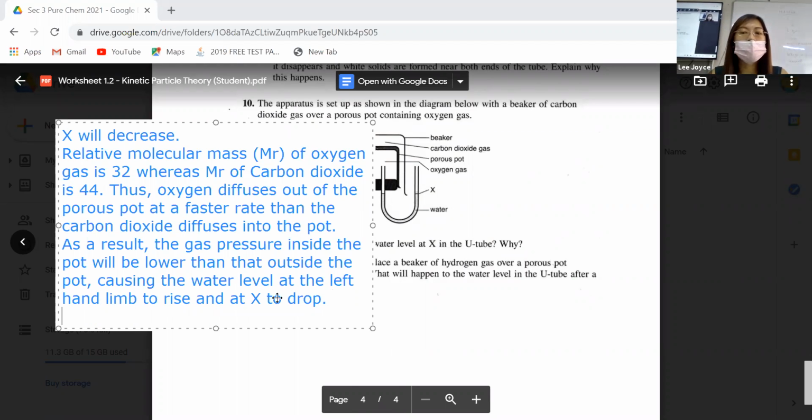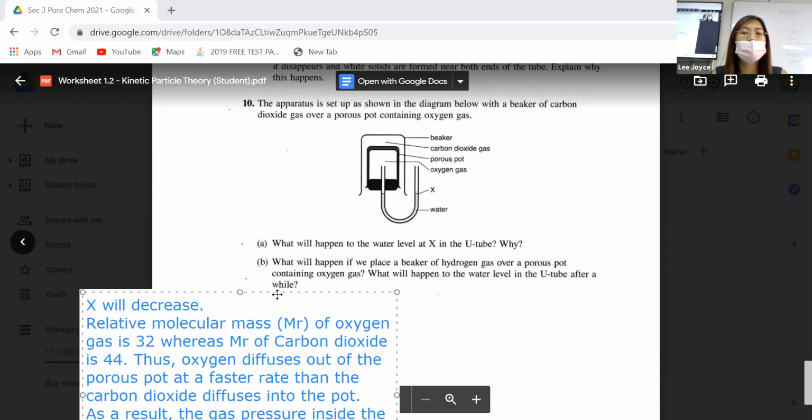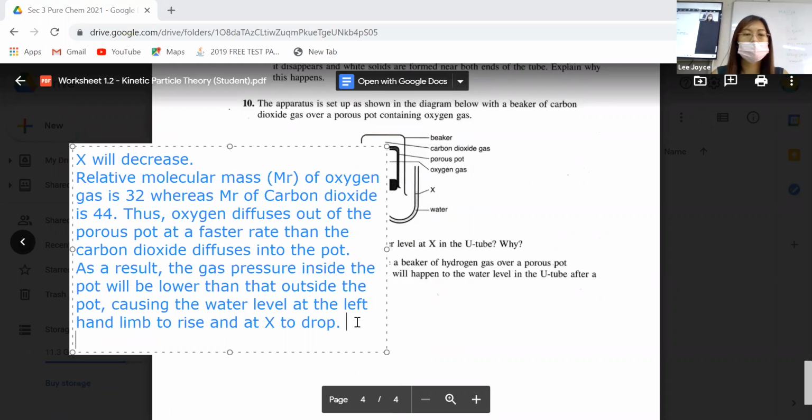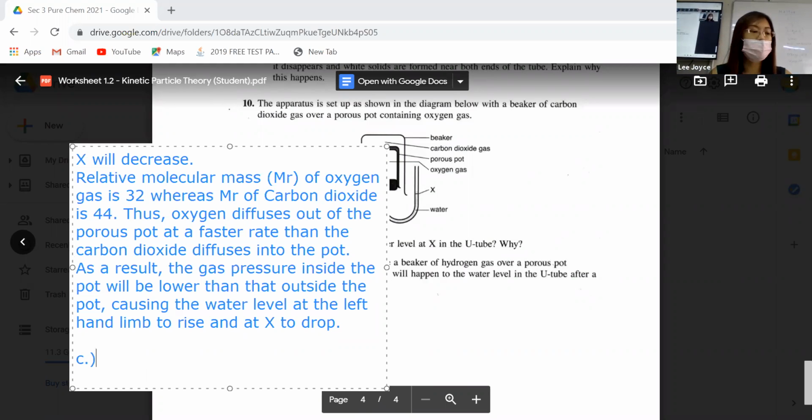Okay, and the last part of it is what will happen if you place a beaker of hydrogen gas over the porous pot containing oxygen? What happens to the water level in the U-tube after a while? Because of the words after a while, you have to tell the examiner that after a while it will rise back to its original position. So the immediate change is that the liquid level in the U-tube will not be the same. But after some time, it will go back to its original position.